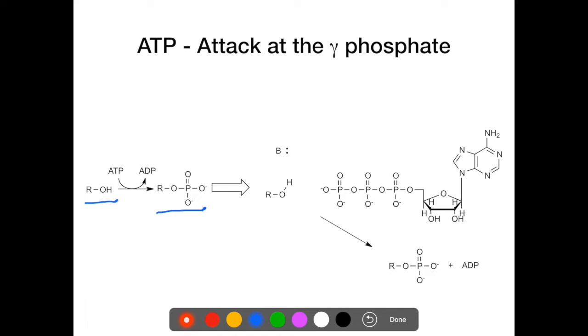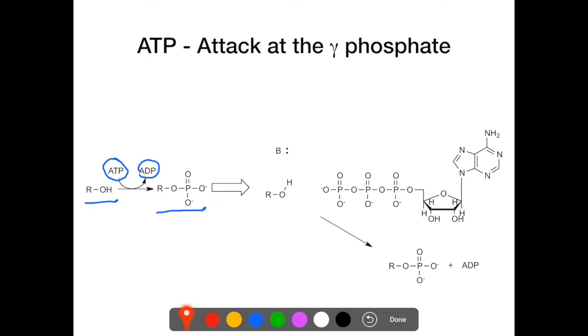The phosphate comes from ATP converted to ADP. So the ATP has 3 phosphates, the ADP has 2. I'm going to transfer 1 from the ATP onto the hydroxide in this case. All right, and so what I'm going to do is take 1 phosphate away from the ATP, and I show the whole molecule of ATP here.